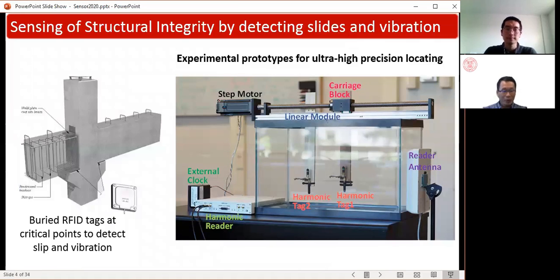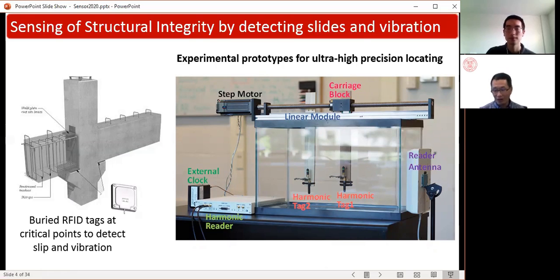So for the example of structural integrity showing here for a load-bearing column, we can embed a passive tag inside and try to see its location or its vibration while a truck is passing or something we induce, so that we study the motion of the embedded tag. And on the right is our experimental prototype.